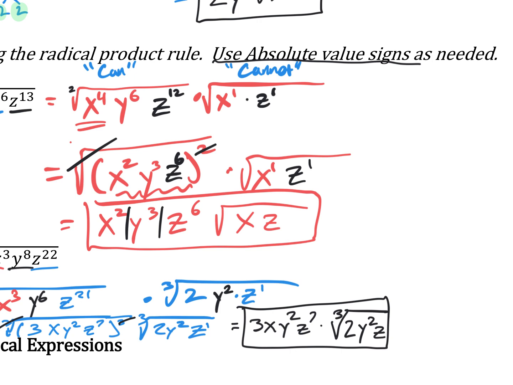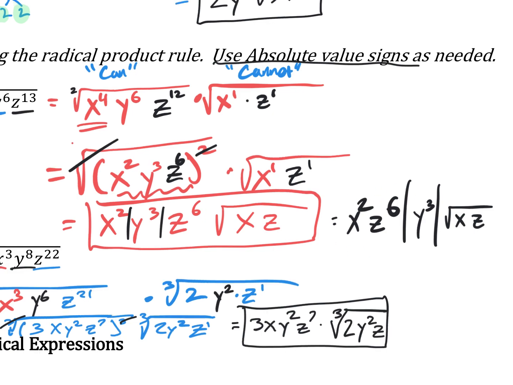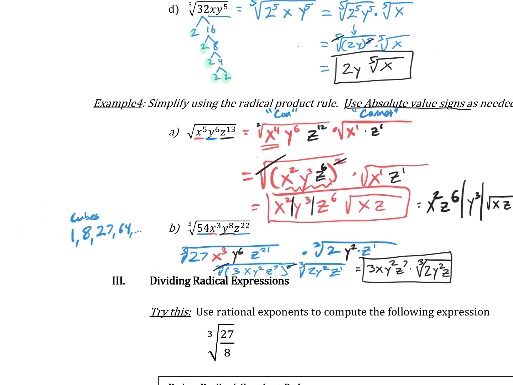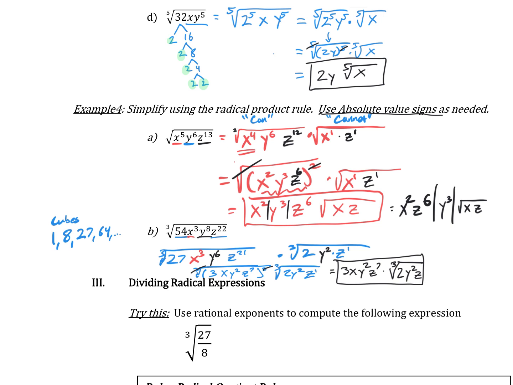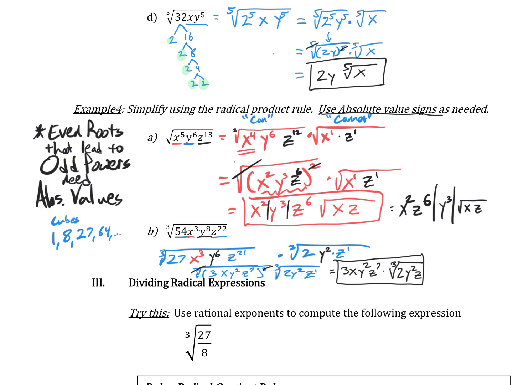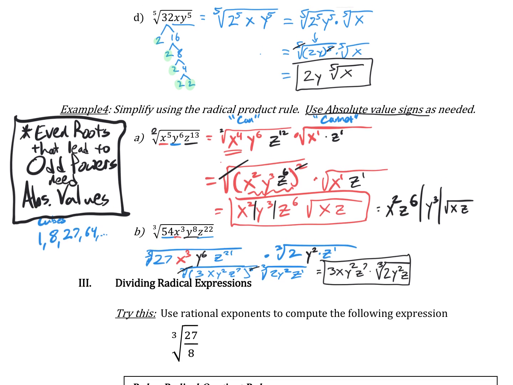You might write this like this: x squared z to the 6th, absolute value of y cubed, and then the square root of xz. So the idea is anything that comes out, we've got to make sure that it's positive if we took the square root, because this is an even root. And a little reminder, even roots that lead to odd powers need absolute value. This is a square root, an even root. 3 is not an even number, but 2 is. Even roots that lead to an odd power need absolute values. Don't get too hung up on that. It's important, but not too major. The idea is we just need to make sure this is positive. All right. So that's simplifying with the radical product rule. Next, we're going to move on to dividing radical expressions.